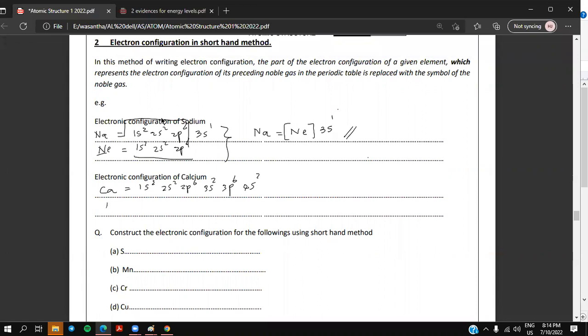Preceding noble gas to calcium is argon. It has a configuration 1s2, 2s2, 2p6, 3s2, and 3p6. Because argon electronic configuration is present as a part in the calcium electronic configuration, I write calcium is equal to argon 4s2.